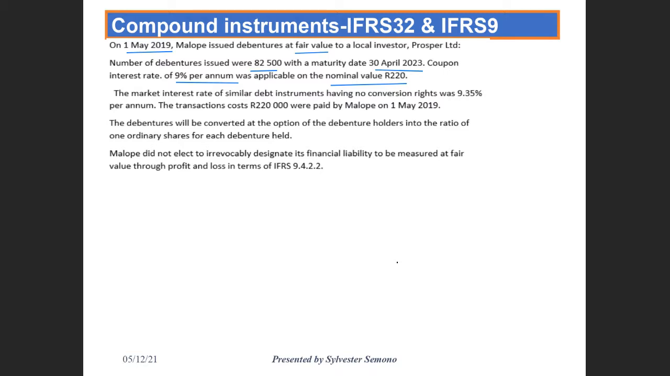The market interest rate of a similar debt instrument having no conversion rights was 9.35%. So this is the 9.35 that we're going to use in order to discount this particular future value. And we also incurred transaction costs of 220, which were paid on the 1st of May when Malobi issued those debentures.